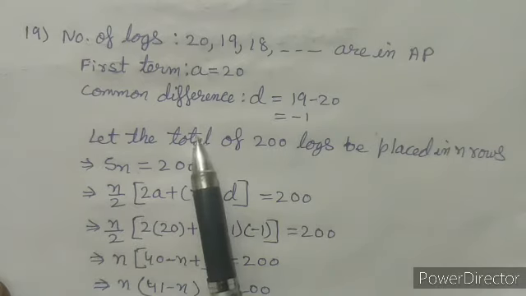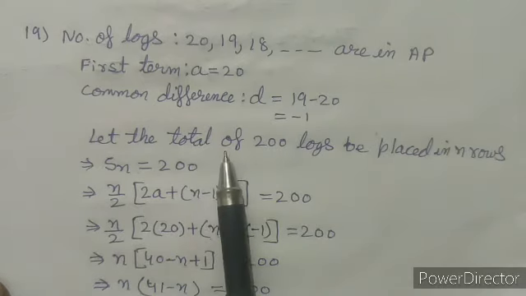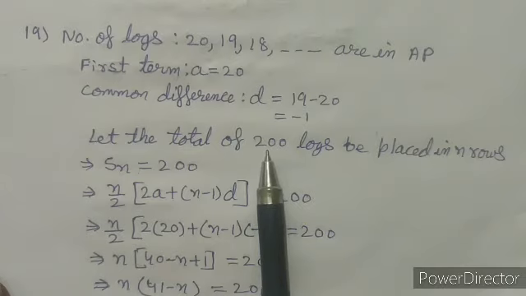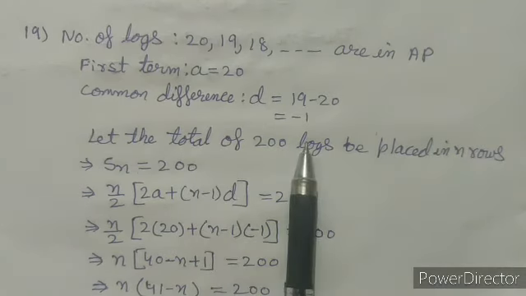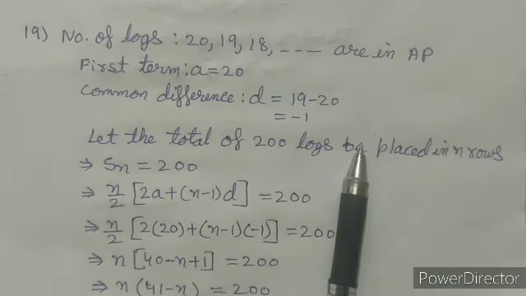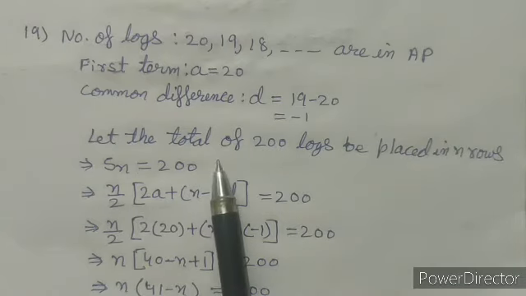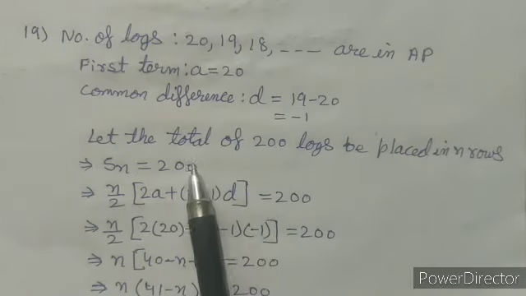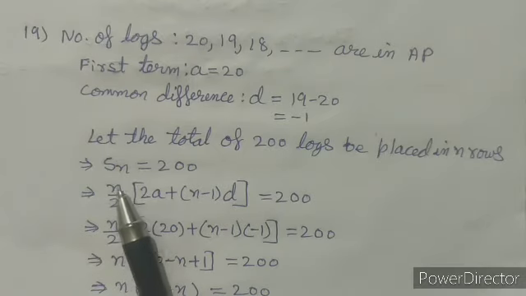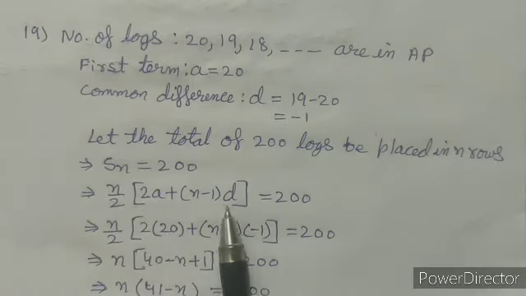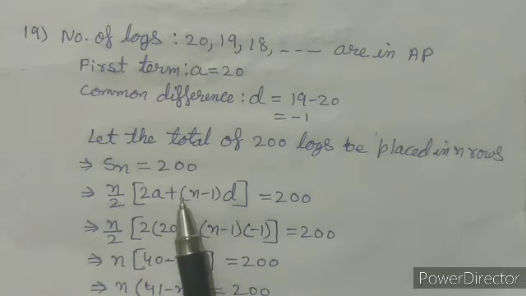Now the total number of logs is given to us as 200, so let the 200 logs be placed in n rows. If 200 logs are placed in n rows, then Sn should be equal to 200. Sn will be equal to n by 2 into (2a plus (n minus 1)d). Now on putting the values of a and d, we can get the value of n.